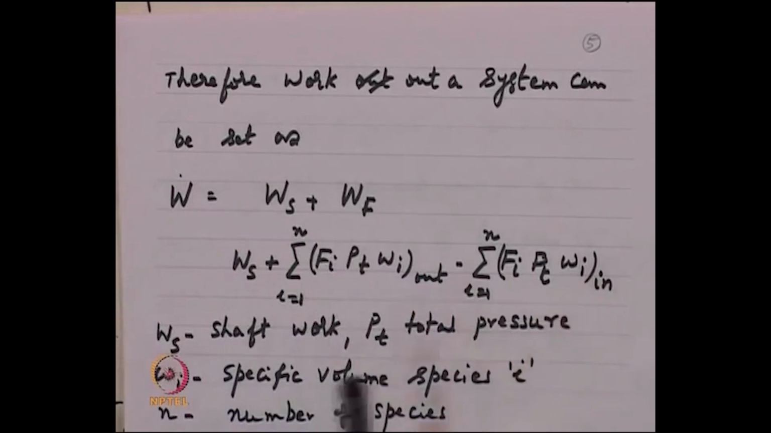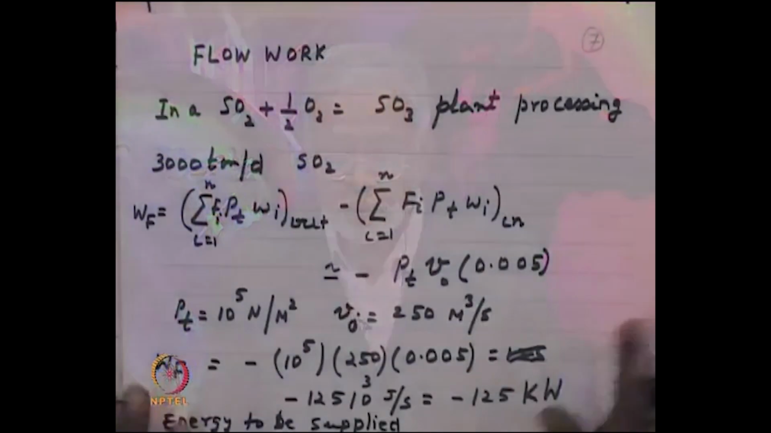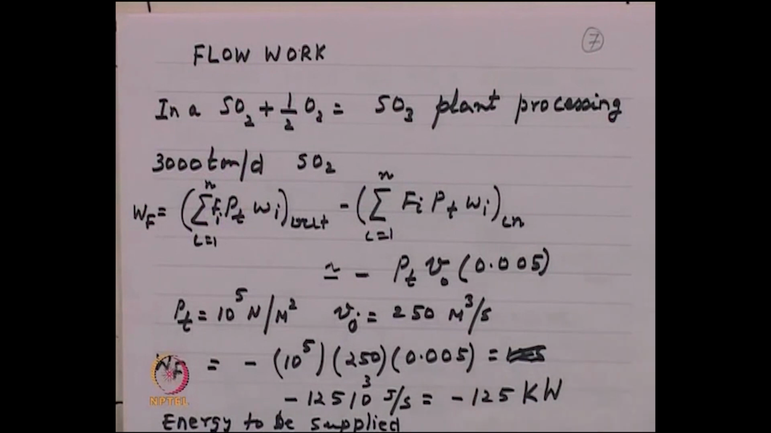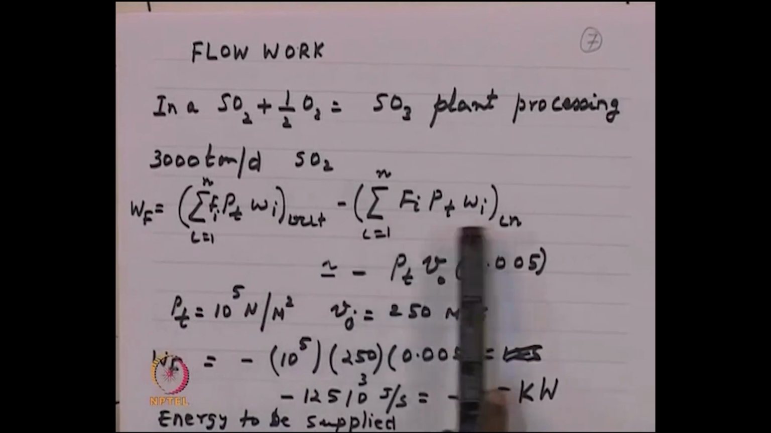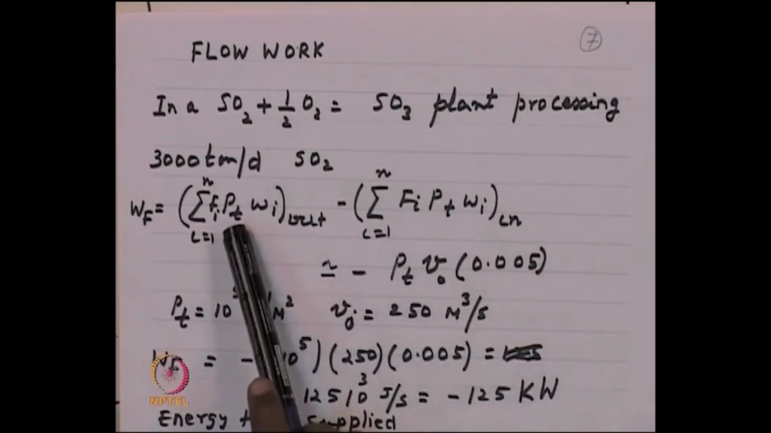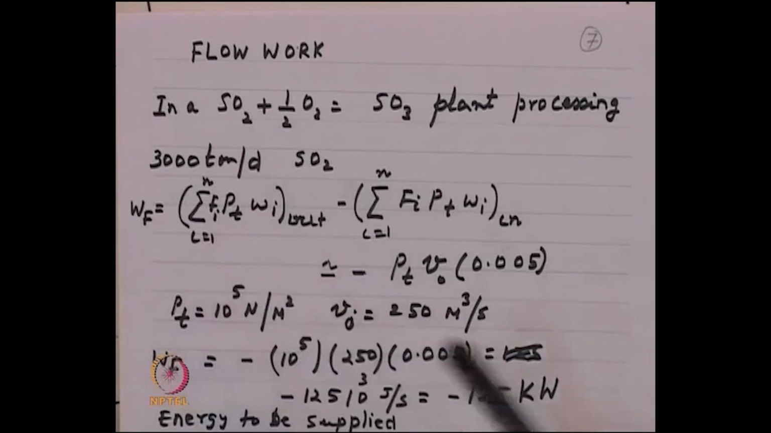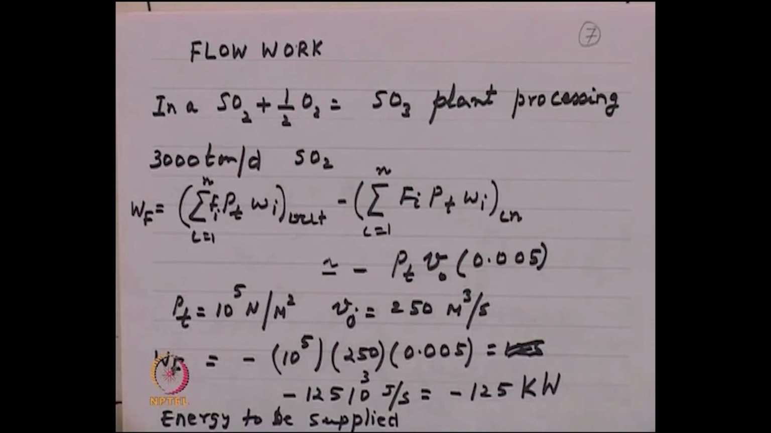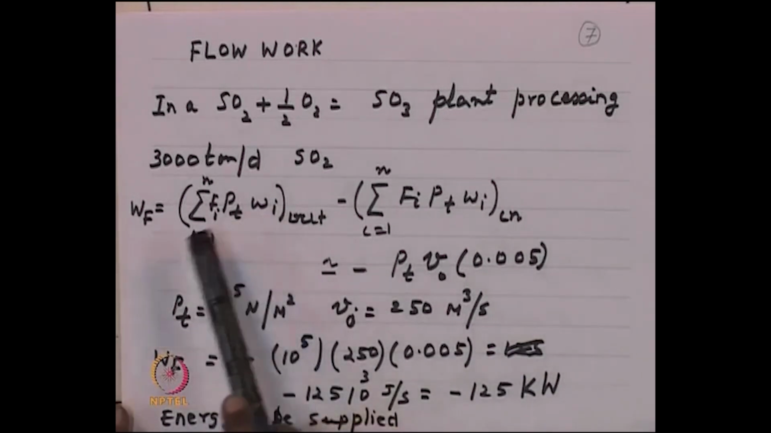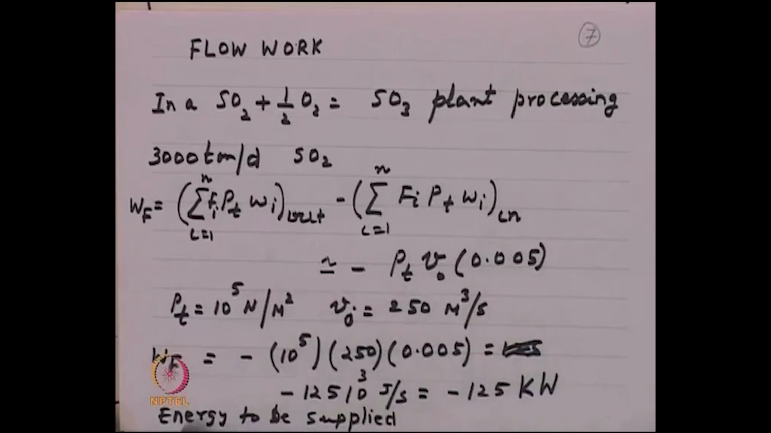So, keeping this in mind, as an example, we make a calculation of how much flow work is required to put material in and out through a sulfur dioxide plant, say a 3000 tons per day sulfur dioxide plant. What is the flow work we are talking about? So, we can calculate the sum of Fi Pt omega i out minus Fi Pt omega i in, because we know Pt, typically 1 atmosphere, and omega i we can calculate, or we can simply say Fi omega i is simply volumetric flow. So, we know how much is the change in volumetric flow from inlet to outlet. Why does it change? Because temperature has changed.